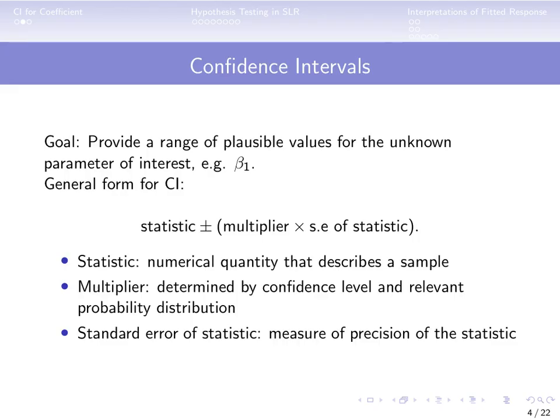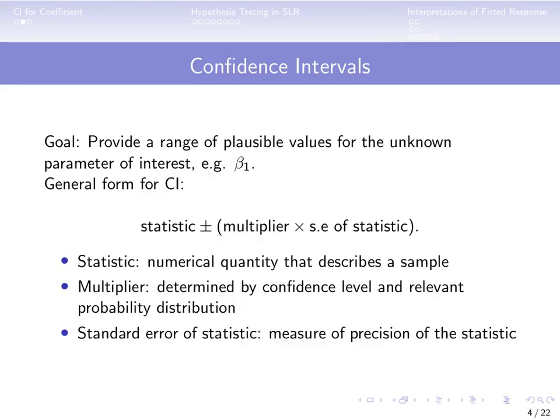So just as a recollection, the goal of a confidence interval is that it provides a range of plausible values for the unknown parameter of interest. So in simple linear regression, typically that's the slope. Usually we're more interested in the slope than the intercept because the slope informs us how the predicted y changes as the x variable changes. Right, so that's why we are more interested in this.